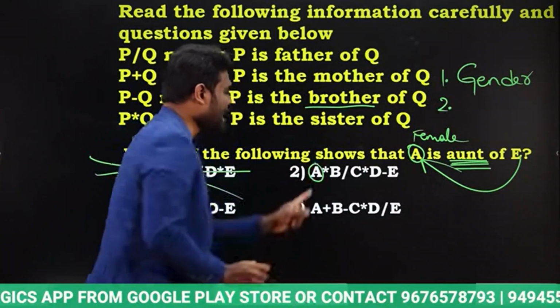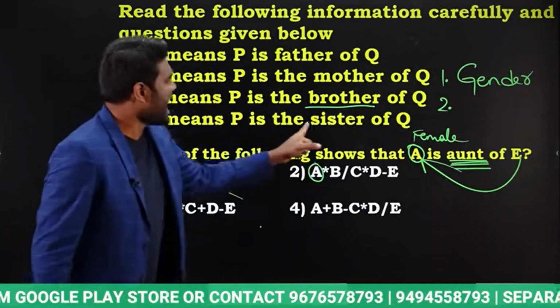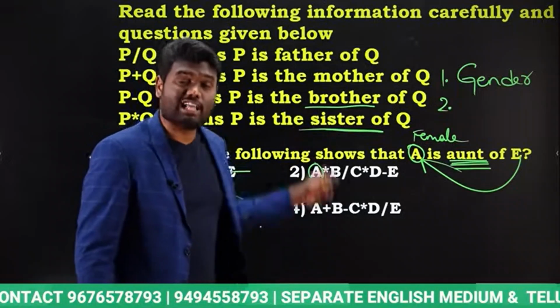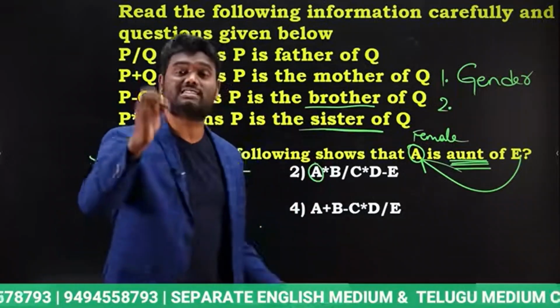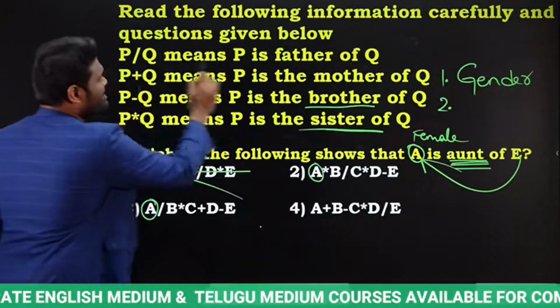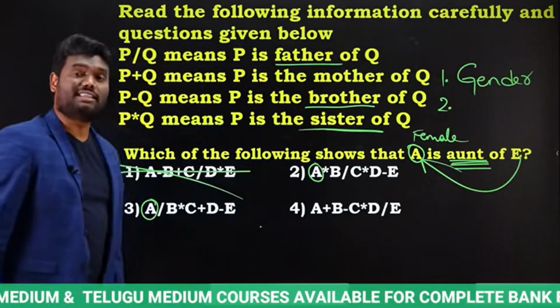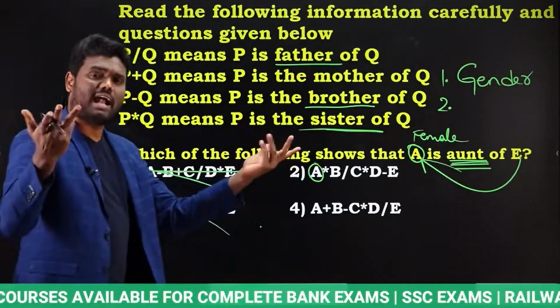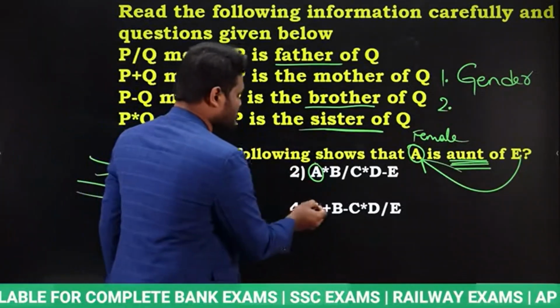A asterisk. What does asterisk mean? Asterisk means sister, which means A is a female. So there is a chance of it being the answer, as it is a female. Let us look at the next one. A slash. What does slash represent? Slash means father. Father means male person. So even this is going to be eliminated. This can't be your answer. Okay. Let us look at the next one.